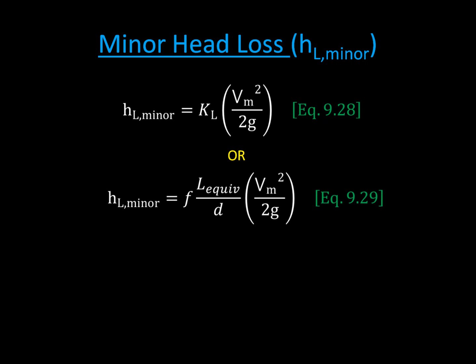I can also write my minor head loss as a friction factor, which you learned about in major head loss, times the equivalent length divided by the diameter times the mean velocity head. This is equation 9.29. Well, this looks just like your major head loss equation, and it really is. What you're saying is this bend or this coupling or this valve adds the equivalent amount of head loss as some major head loss of a pipe of some equivalent length.